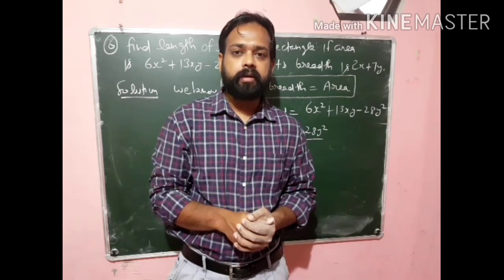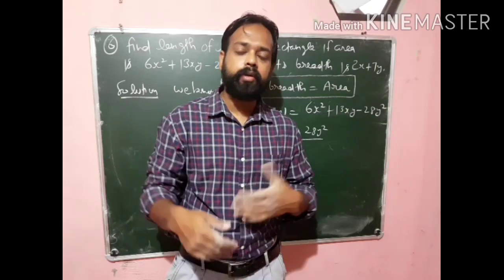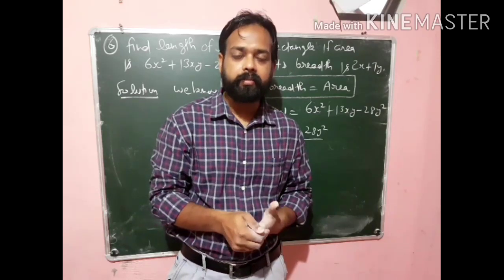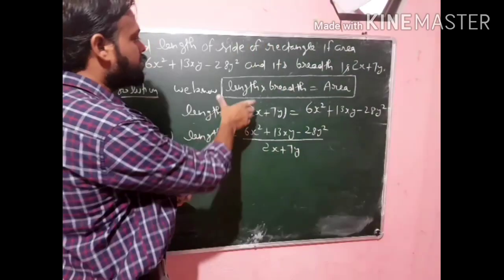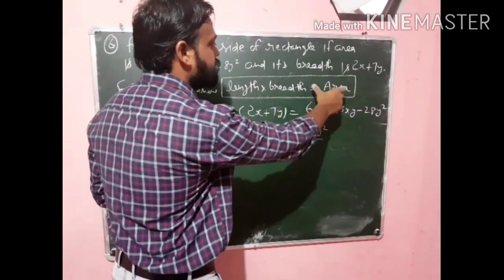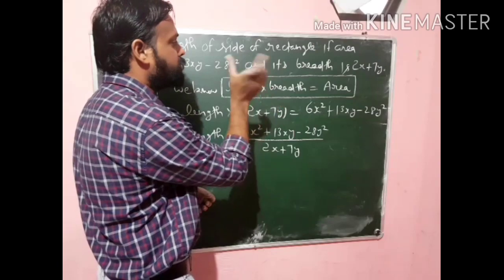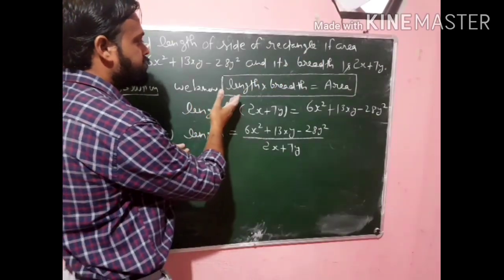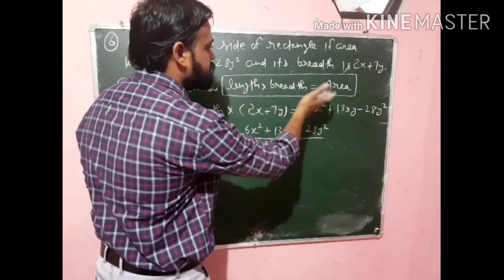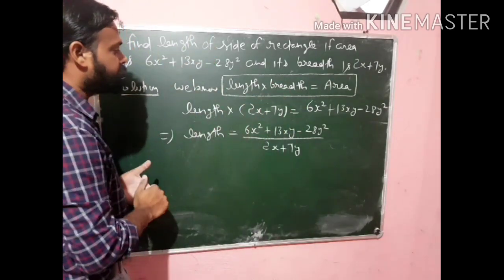Now this case is about the area of a rectangle. What is the formula to find the area of a rectangle? That is length multiplied by breadth is equal to area. So this is the formula of the area of a rectangle. You can see, the area of a rectangle is length multiplied by breadth is equal to area. So now directly put the values.